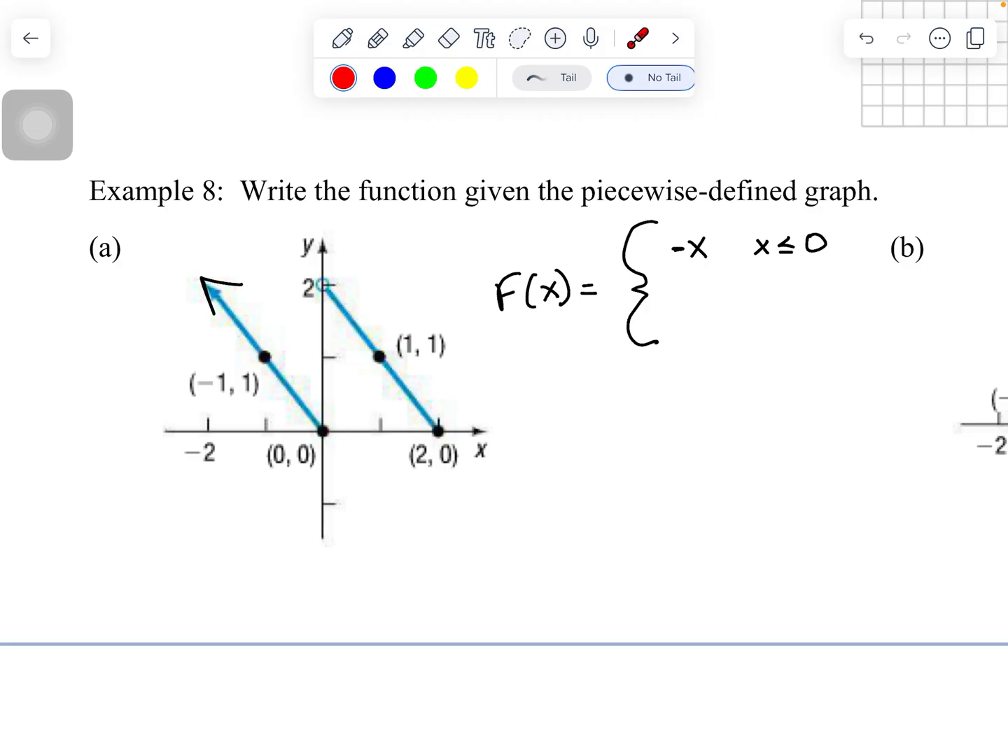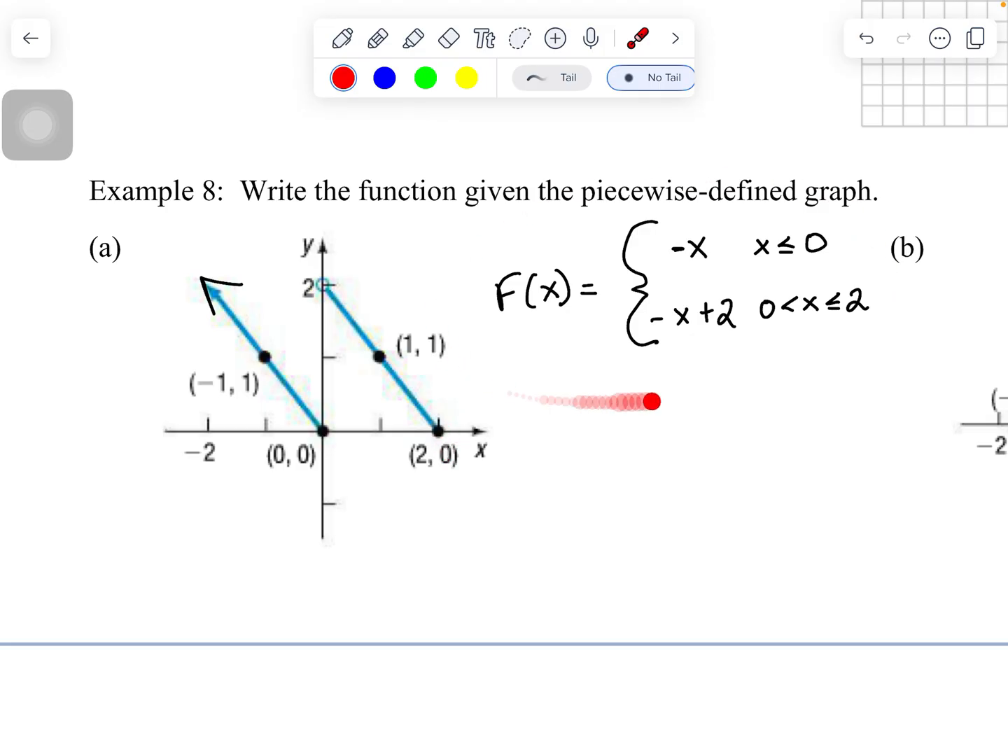Second piece, I still have that negative slope of 1, but I have a y-intercept at 2. So negative x plus 2. But I have a starting and stopping point here. I started at 0, so I have 0 is less than x. I don't include the line underneath because I don't have a closed circle. And then I go to 2 and I stop. And that one I do have a line because I have a closed circle.